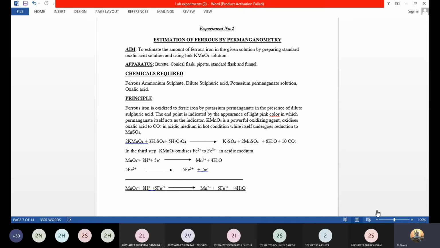+7. Yeah, very good. +7. How did you calculate +7? How are you getting the +7 value here? Ma'am, the oxidation state of K is +1 and O is -2. Okay, so K is +1, manganese is X and oxygen is -2. So +1 plus X minus 8 equals 0. The total will equate to 0. So X minus 7 equals 0, X equals +7. So +7 is the oxidation state of manganese in KMnO4.